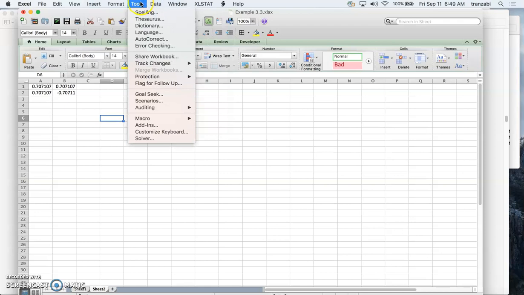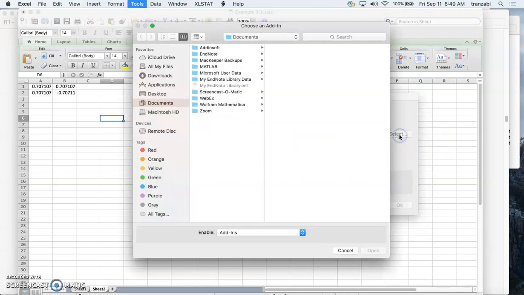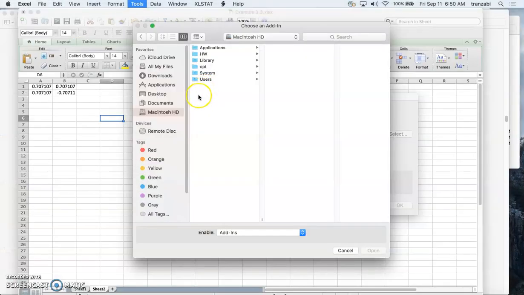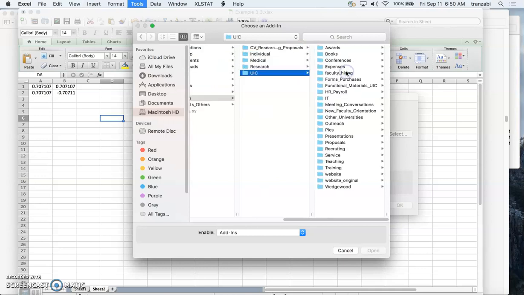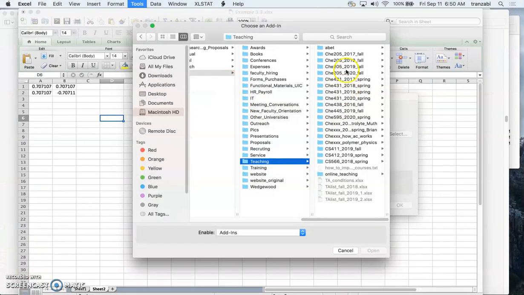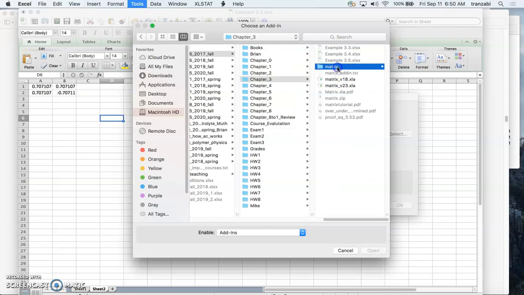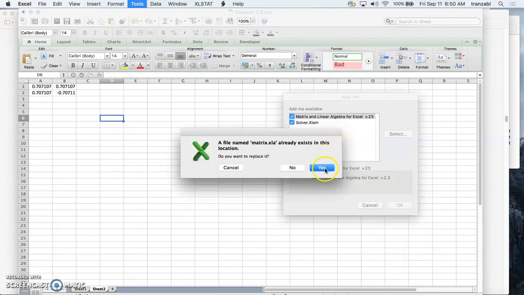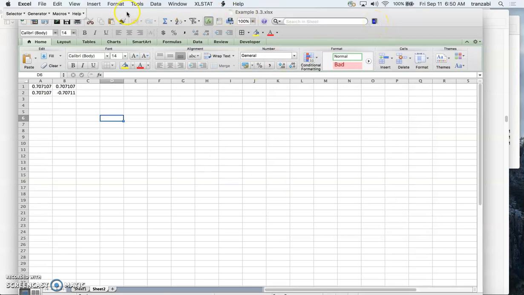I'm going to go and activate it again. So add-ins, select, and then I have to refer to the location of the matrix package that I unzipped. As we discussed, I think this should be on your desktop. Alright, so this is it. I'm going to click on that, and I'm going to click yes, and then OK. Then I get this blue button here. I'm going to click on that.